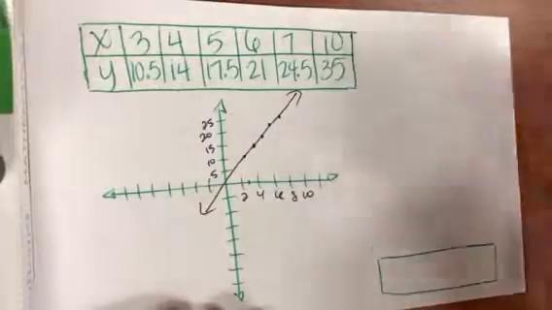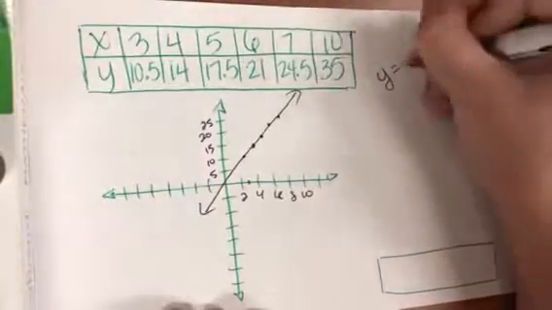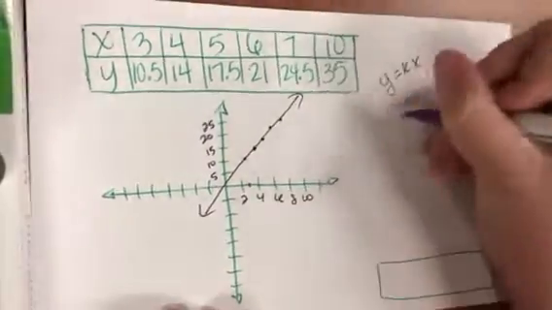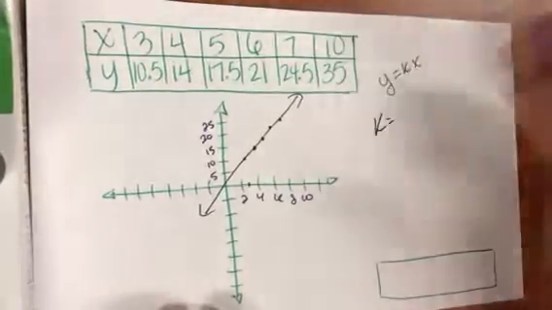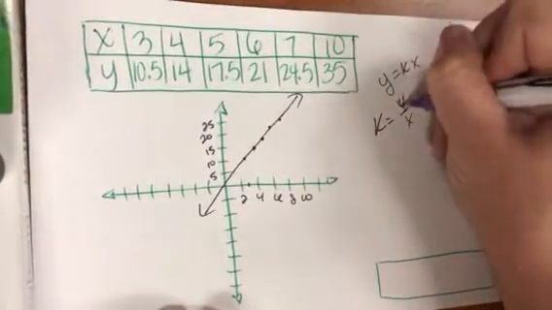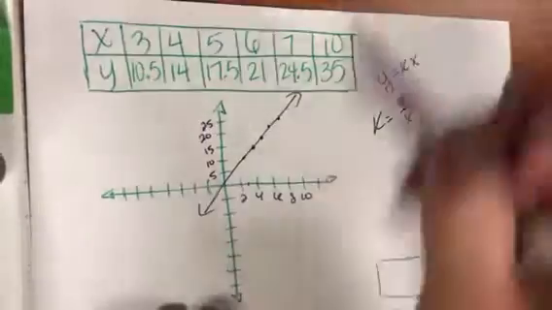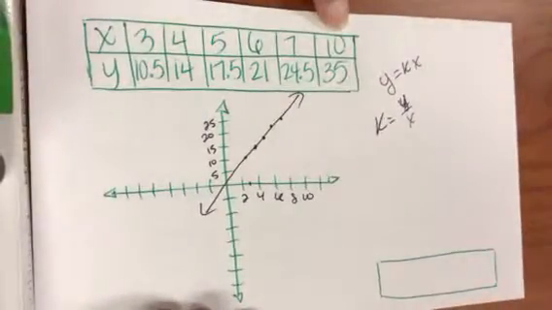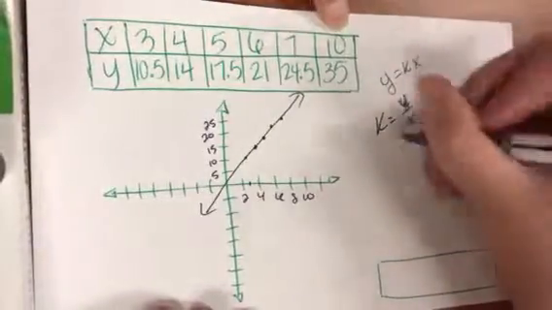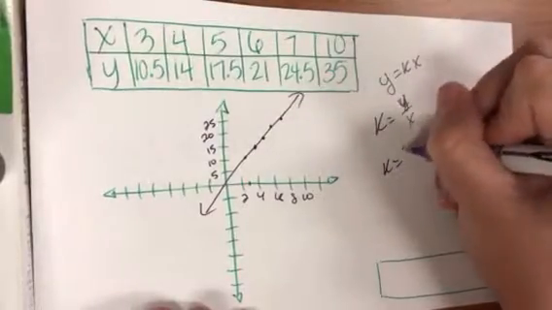Now I need to find my equation. It's gonna be in the form of y equals kx. And we know how to find k. How do you find k? y over x. Now, what y do you want to use? I want to use that one. Clean. Okay. 35 over 10. So k equals 35 over 10.